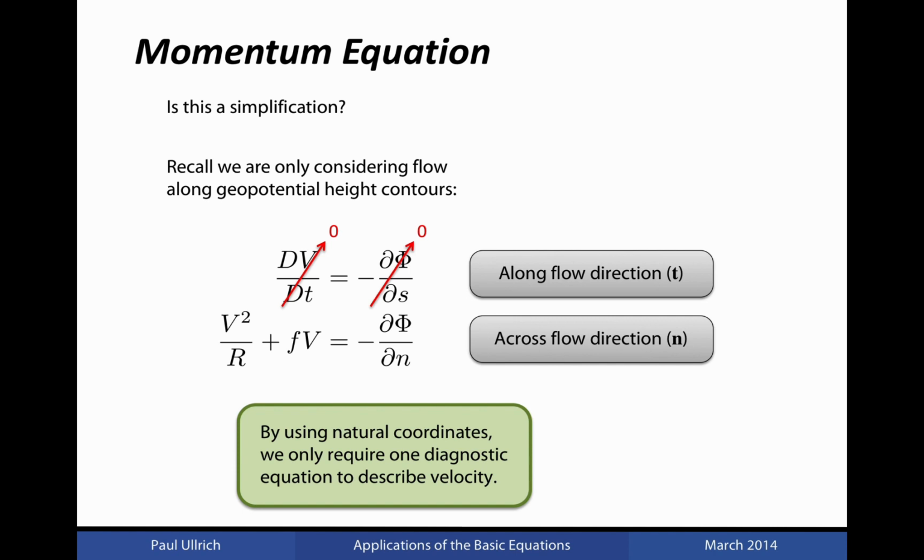And so the vector momentum equation, describing horizontal motion, then reduces to a single balanced law, which describes how forces in the normal direction must balance one another. So only one diagnostic equation then emerges from natural coordinates to describe the velocity of the fluid parcel.